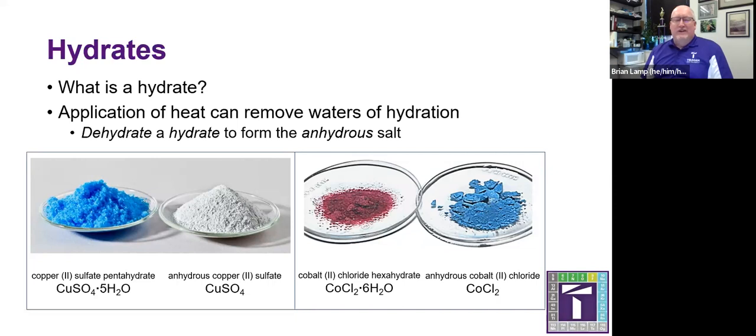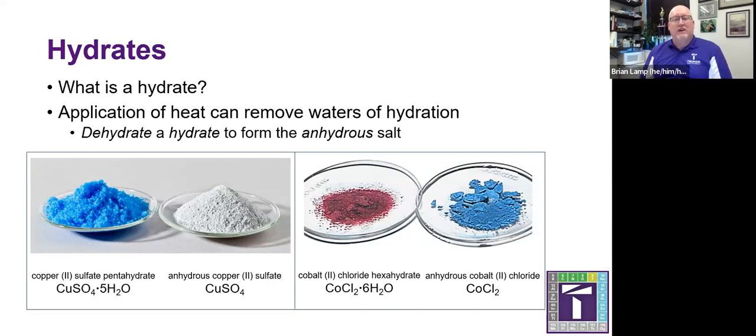And so these are really very useful compounds, and they also provide an interesting opportunity for us to start to do some quantitative analysis to try and figure out, in a particular compound, how many molecules of water are associated with each formula unit of the ionic compound. And so in this experiment, you're going to do a couple of different types of activities.